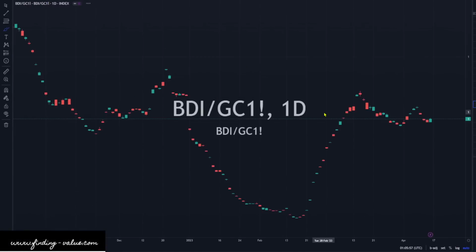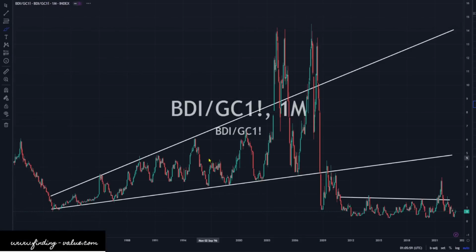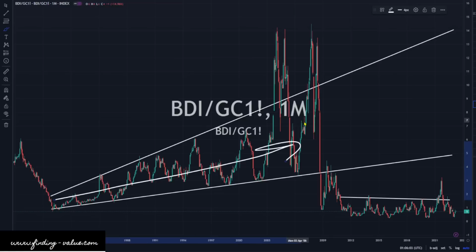And then we have the Baltic Dry Index versus gold itself. Again, we had an outperformance of the Baltic Dry Index during this period.